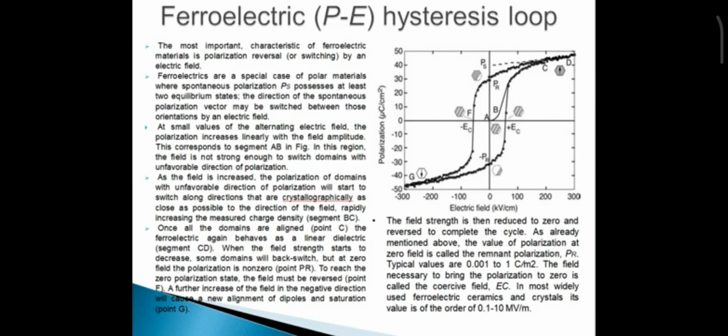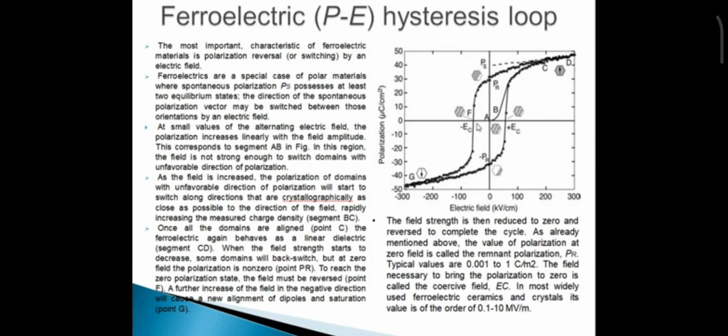In simple language, we can say that if you are increasing the electric field, the polarization starts to increase linearly from point A to B, then after B to C. At low electric field, the field is not strong enough to switch domains with an unfavorable direction of polarization. But if you are increasing the field, the polarization will switch to the unfavorable direction. When the field strength starts to decrease, some domains will backswitch, but at zero field, the polarization is PR, that is non-zero.